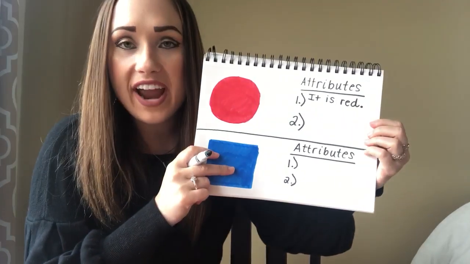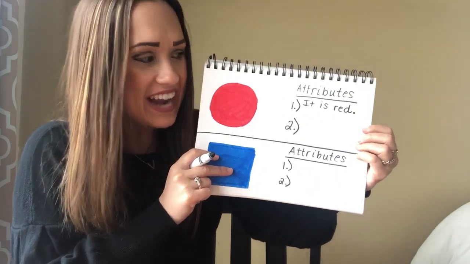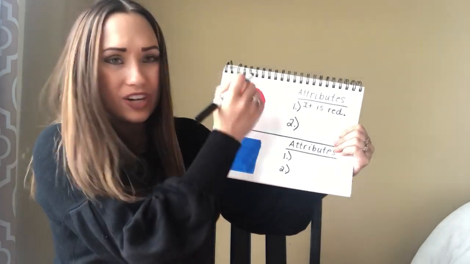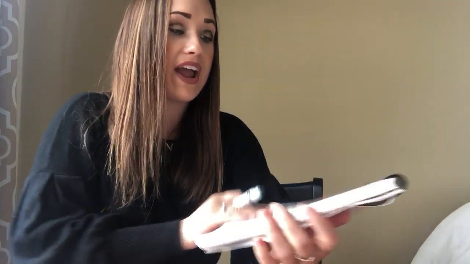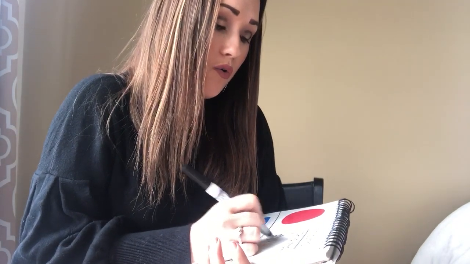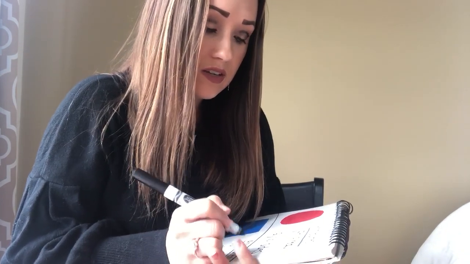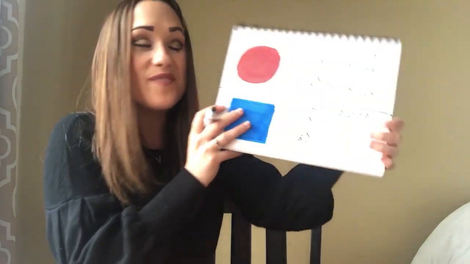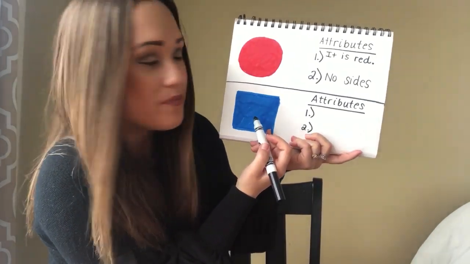And then another attribute you could talk about is how many sides there are, right? Now, in a circle, are there any sides? Are there any corners? No, I don't think so, right? So we can write no sides. No sides, right? Okay?